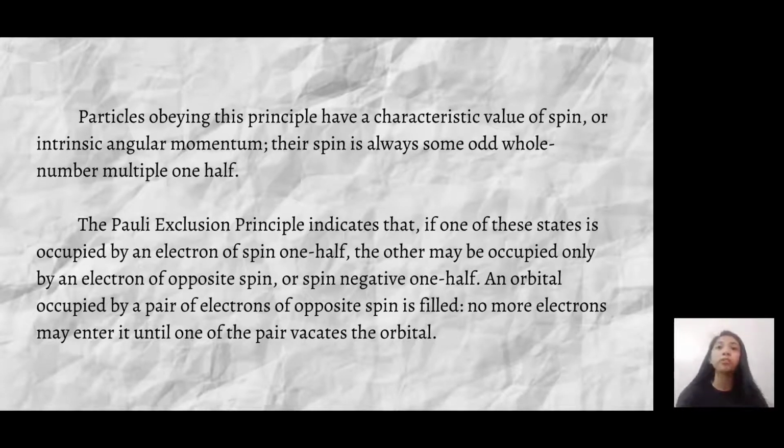In the modern view of atoms, the space surrounding the dense nucleus may be thought of as consisting of orbitals, each of which comprises only two distinct states. The Pauli exclusion principle indicates that if one of these states is occupied by an electron of spin 1/2, the other may be occupied only by an electron of opposite spin, or spin negative 1/2. An orbital occupied by a pair of electrons of opposite spin is filled, and no more electrons may enter it until one of the pair vacates the orbital.